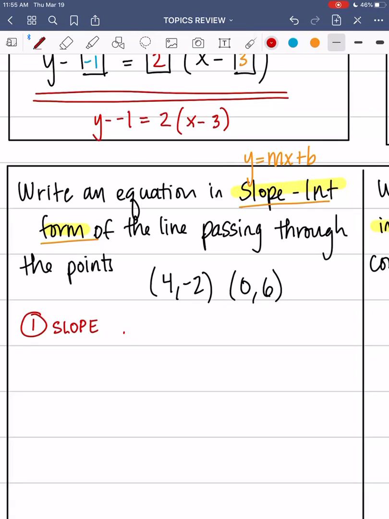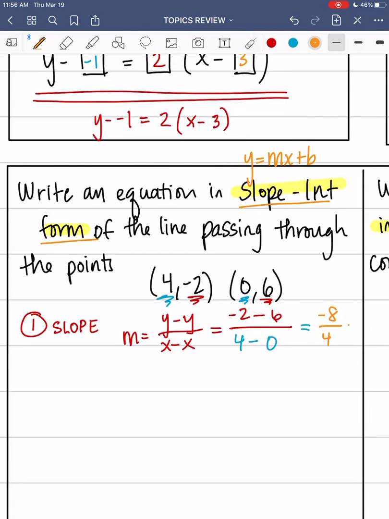The way we can figure that out is doing y minus y over x minus x. So I'm going to do -2 minus 6 over 4 minus 0. Okay, -2 minus 6 is -8, divided by 4 minus 0, which is 4. That's just -2. Okay, so our slope is -2.